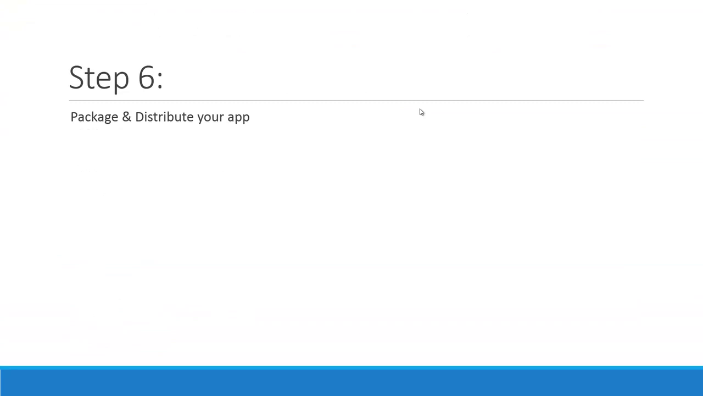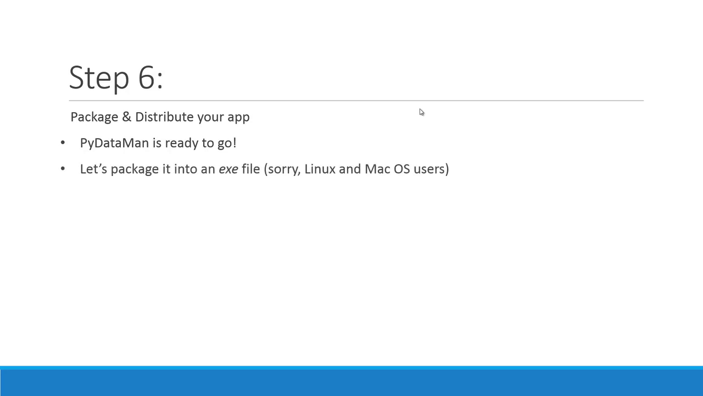Finally, we're going to package and distribute our application. So PyDataMan is ready to go, and we'll package it into an executable file. And like I said, I apologize to any Linux or Mac OS users viewing this video, but this is not really a crucial step towards building an application. This whole multi-part video is going to be about how to write real code from scratch, and so this is secondary stuff, but it is nevertheless cool.